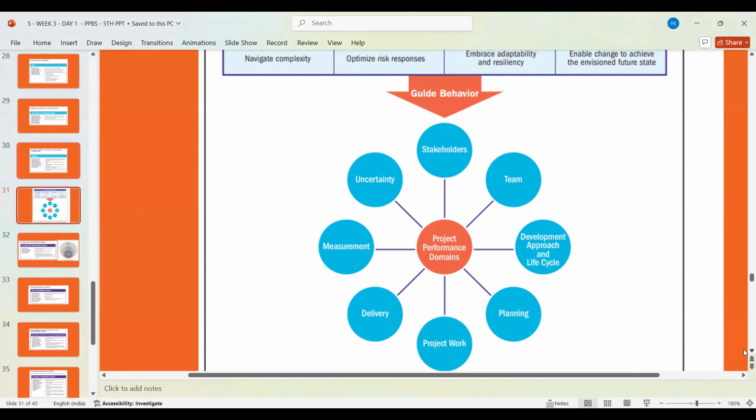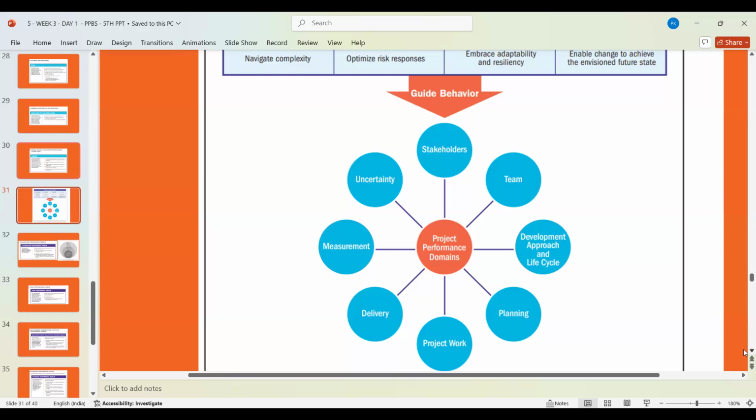Starting from the stakeholders. Go ahead. Team. Next. Development approach and life cycle. Next. Planning. Go ahead, guys, one by one. Project work. Next. Delivery. Next. Measurement. Next. Uncertainty. And last but not the least, again, stakeholders.